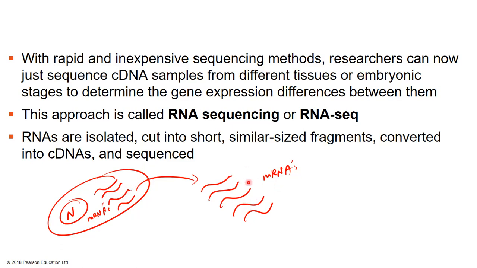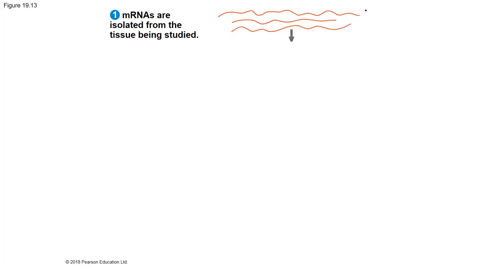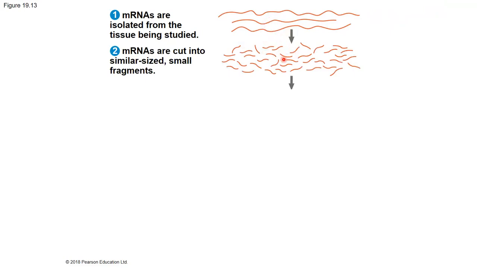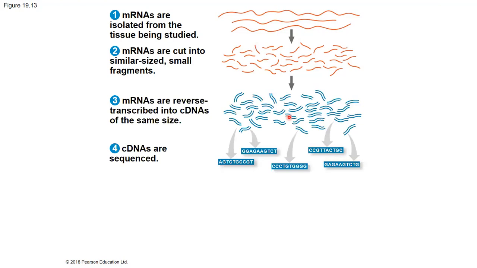So this mRNA will be isolated, or all the mRNA. Again, this is all the mRNAs. If a gene is expressed, we will find an mRNA corresponding to that gene. And now, of course, there will be billions or millions of mRNA molecules isolated from maybe hundreds of thousands of cells. And then the mRNA molecules are cut into smaller fragments. And then these fragments are sequenced.